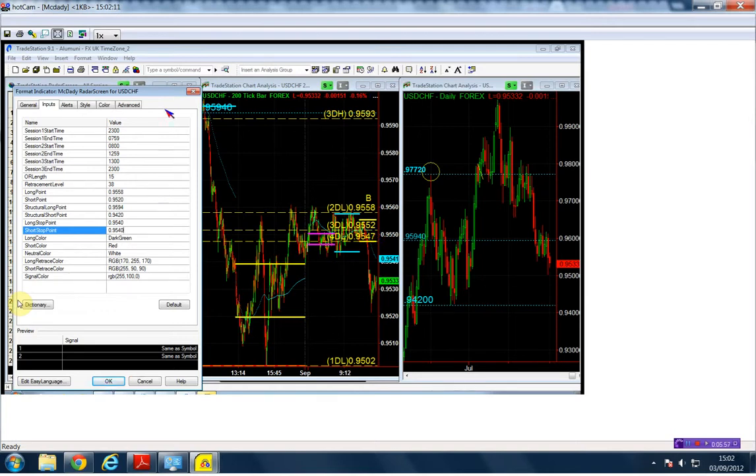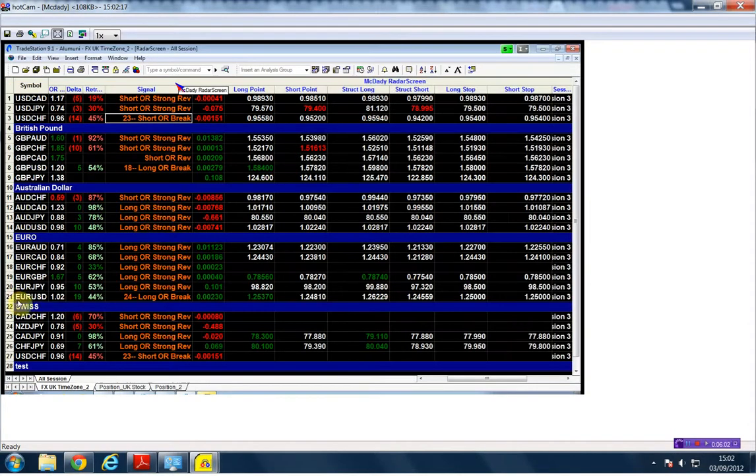So for the dollar Swiss, we are going to go long above 95.58. We have a structural long point at 95.94, and our stop is going to be 95.40. On the short side, 95.20, and we have a structural short point at 94.20, and our stop is going to be 94.40. Okay.